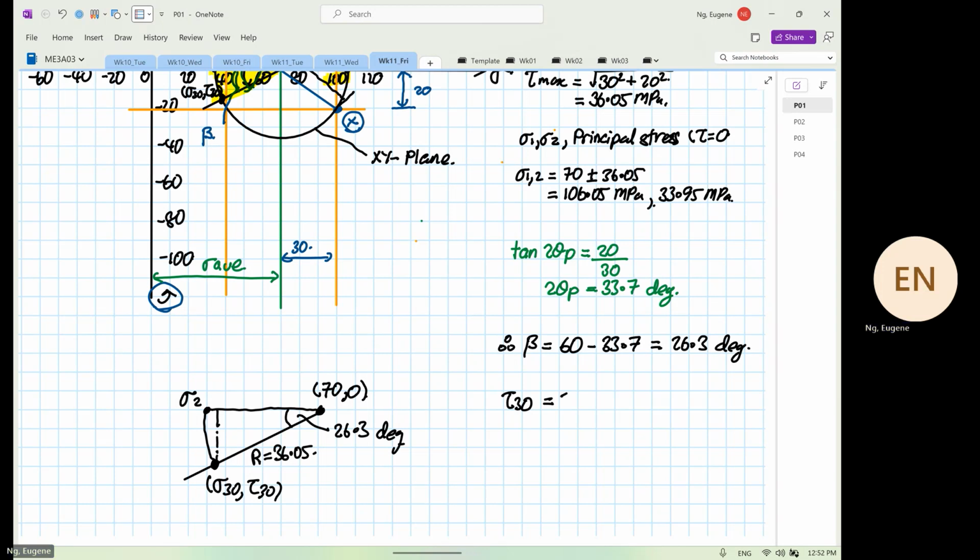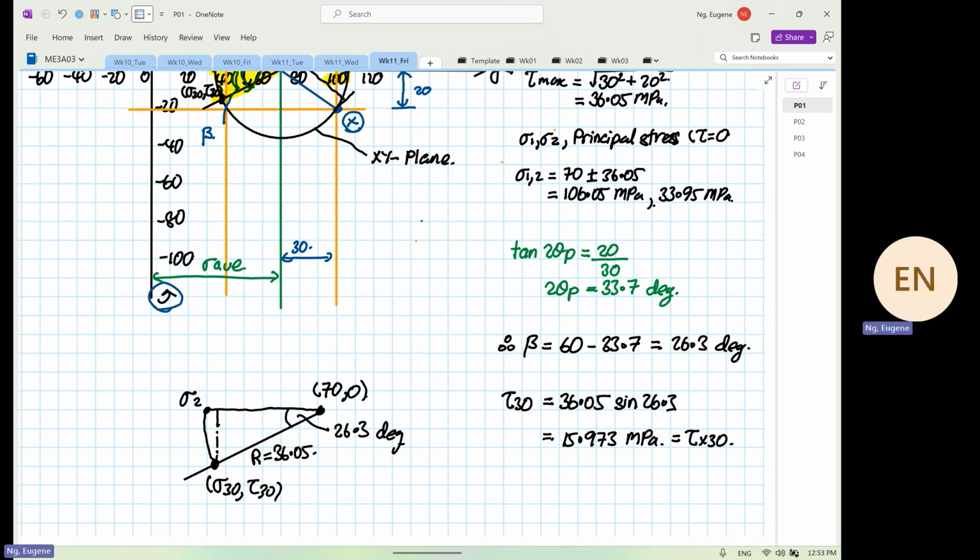36.05. Sine or cosine, anyone? Sine 26.3 degrees. Am I right? Right. So sine 26.3 times 36.05 is equal to 15.973 megapascal. Okay. So we know that our shear Y30 is also equal to our shear X what?